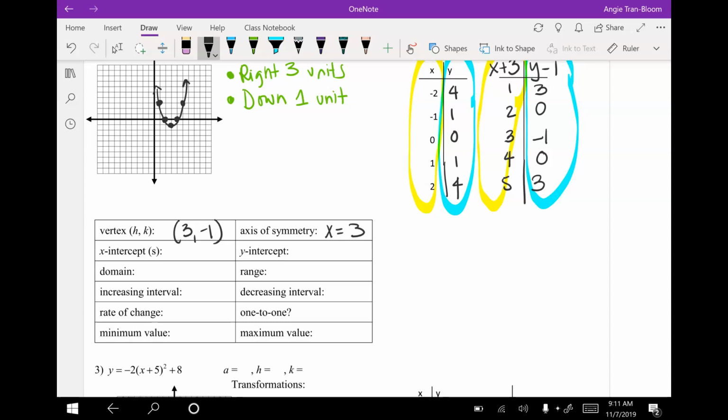Now, if you look at the graph, Maggie and team, how many X-intercepts do we have, and what are they? 2. What are those? 2, 0, and 4, 0. Perfect. If you look at the graph, this is tricky. Grace and team, do you think we are going to have any y-intercept?